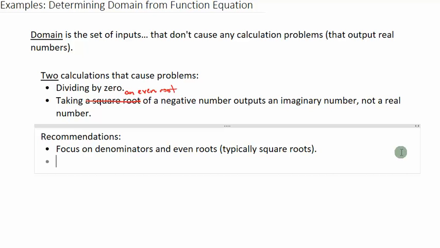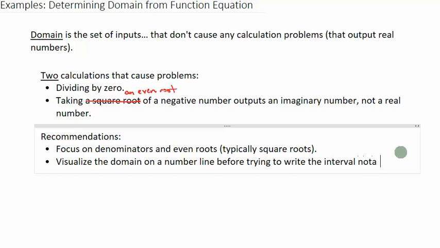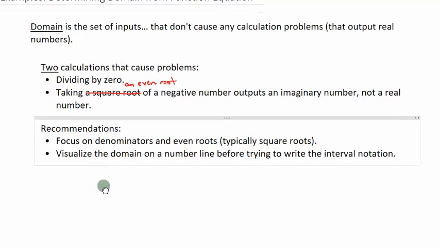Secondly, this is a big one. A lot of people try to skip this part, but I think it's really important. Visualize the domain on a number line before trying to write the interval notation, okay? Because if you can see your domain, then the interval notation part, which is typically how you write domain, the interval notation part's easy if you've got a picture of it on a number line first. Alright, so let's get down to some examples.